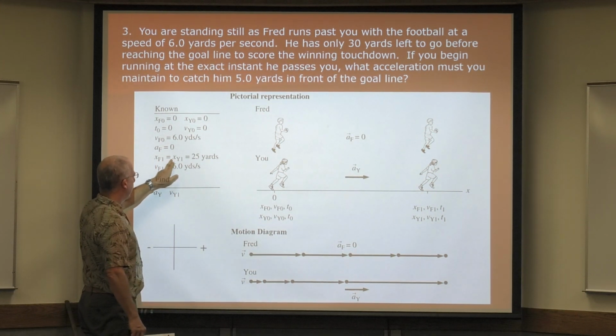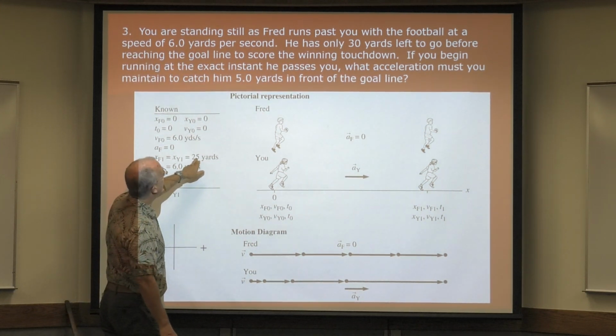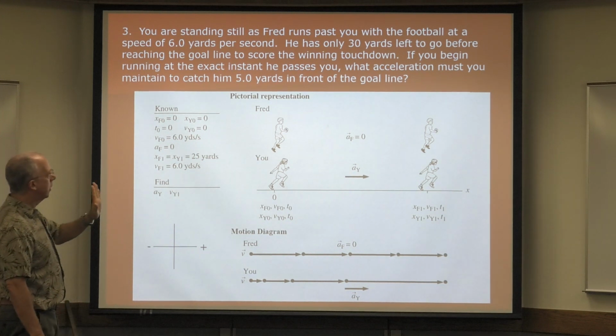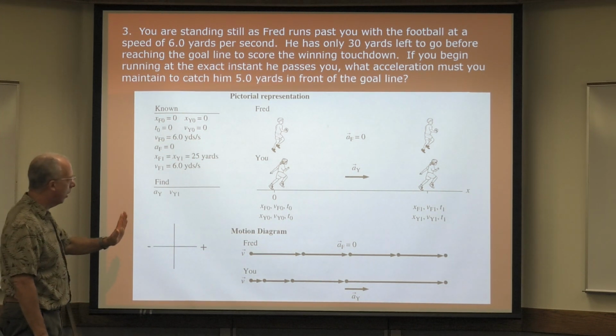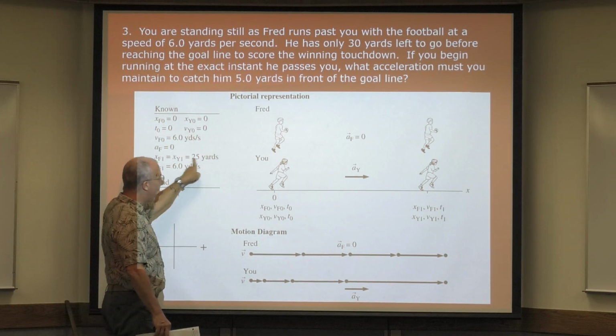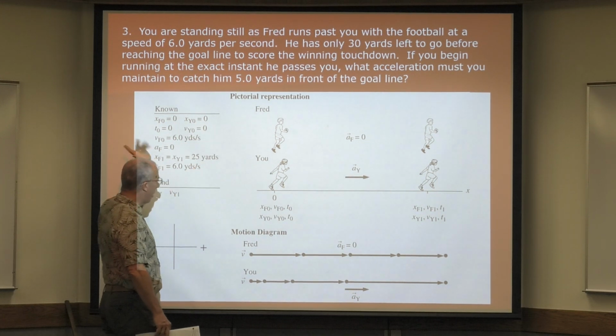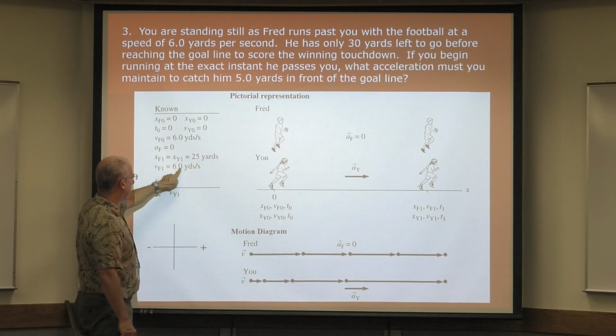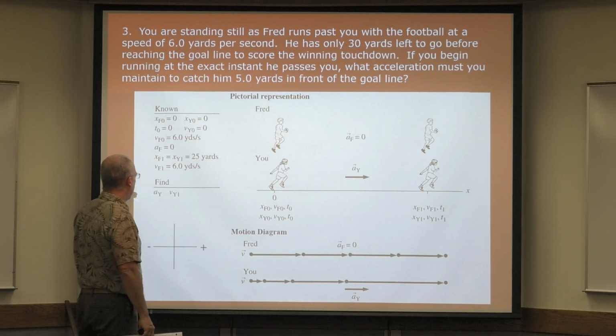So x Fred 1 equals x u 1, which is 25 yards. It says there's 30 yards left, but you want to catch him 5 yards before, so it's 25. You've got to watch that little stuff. You don't want to put in 30, or you get the problem wrong. Fred is still going 6 yards per second.